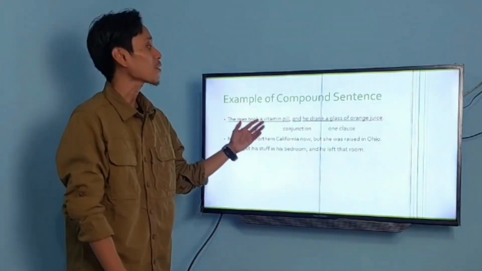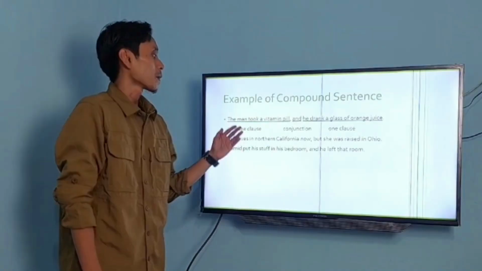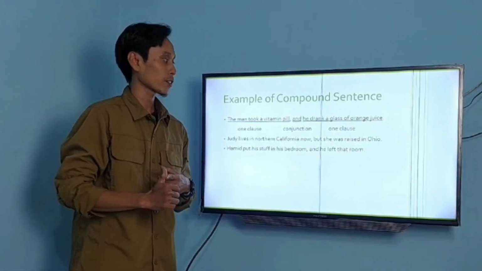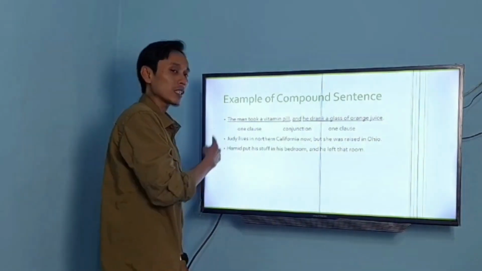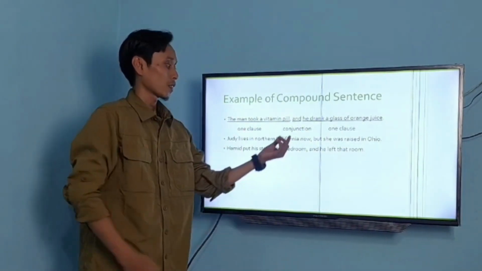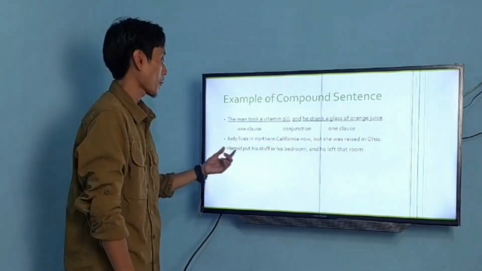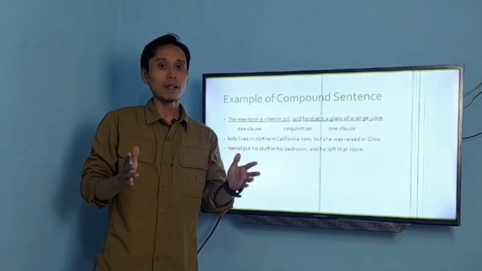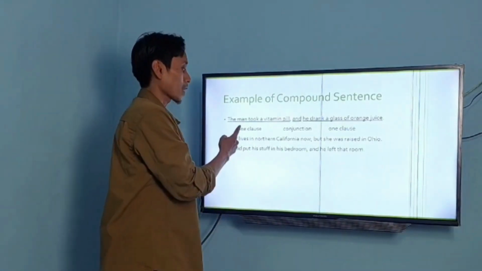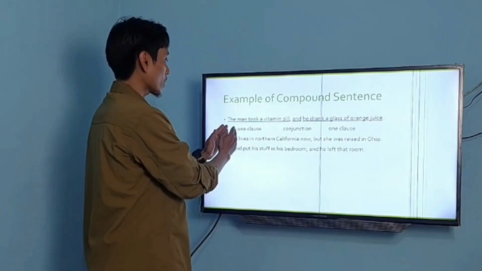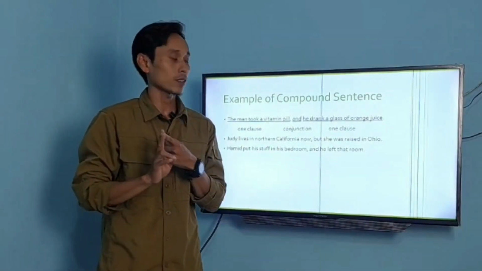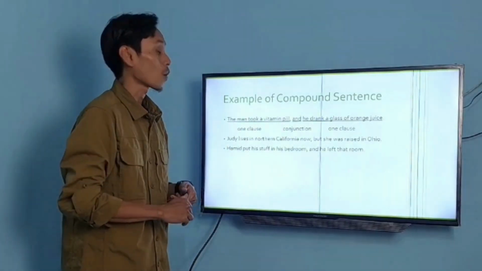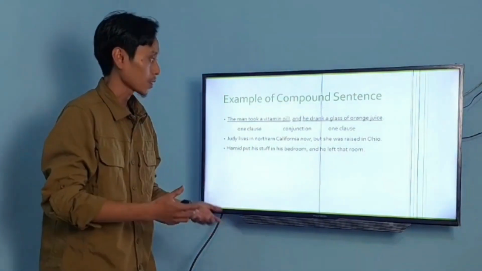The next example is a compound sentence. The man took a vitamin pill and he drank a glass of orange juice. Here we're going to talk about one clause, conjunction, and one clause. Why do we call this a one clause? Because just now we said a clause is a group of words that contains a subject and a verb. So this one we can divide into two clauses. The first is a main clause and the second is a dependent clause, or we can say subordinate clause.